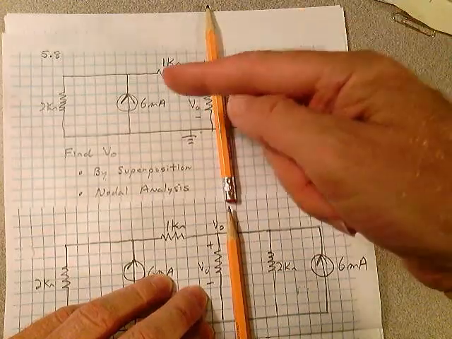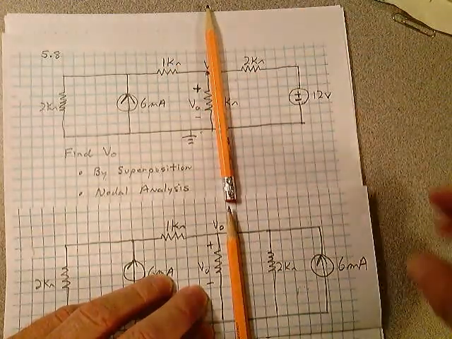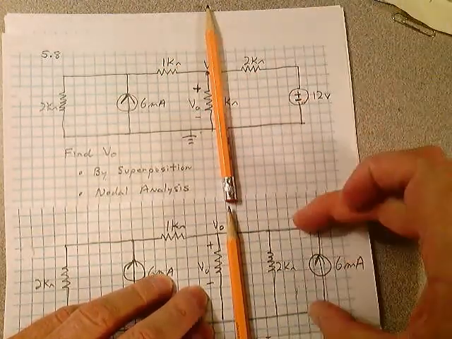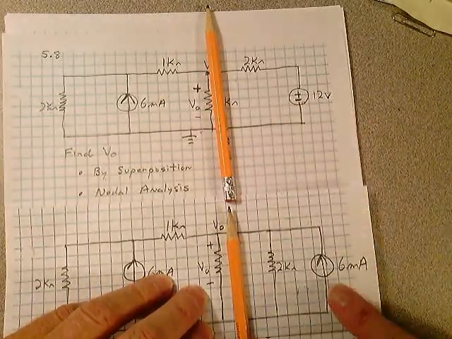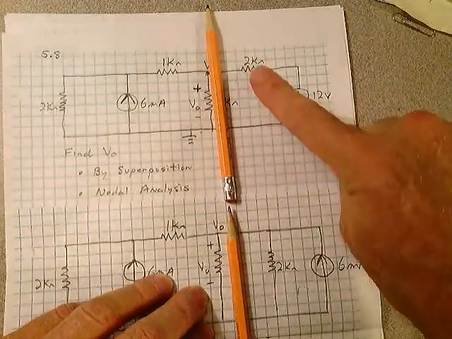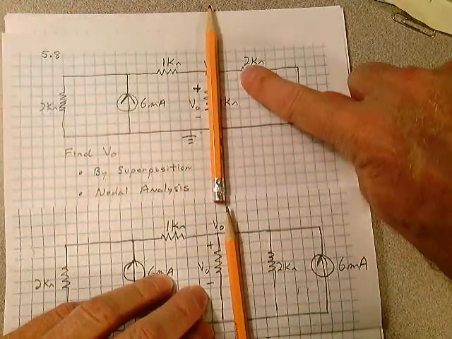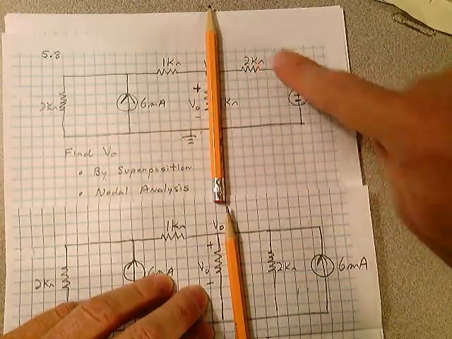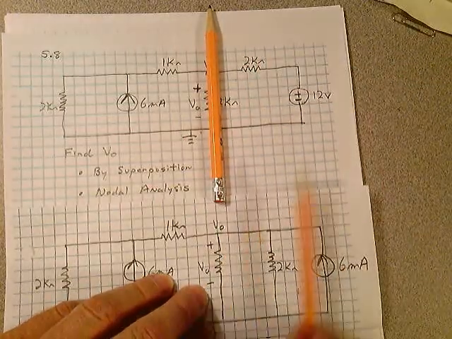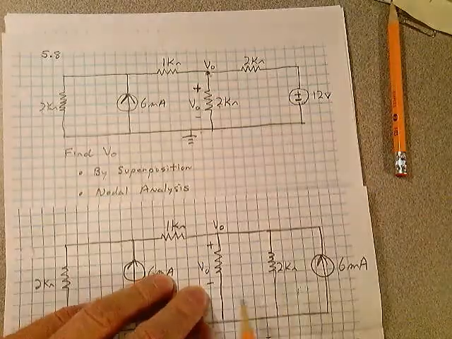The circuit to the left of my pencil sees this and this as the same thing. One's a voltage source, the other one's a current source. I'm just bringing the 2K down in parallel, and I'm finding the short circuit current between here and here, which is 12 volts divided by 2K, which is 6 milliamps. So what I can do is replace this with a current source.